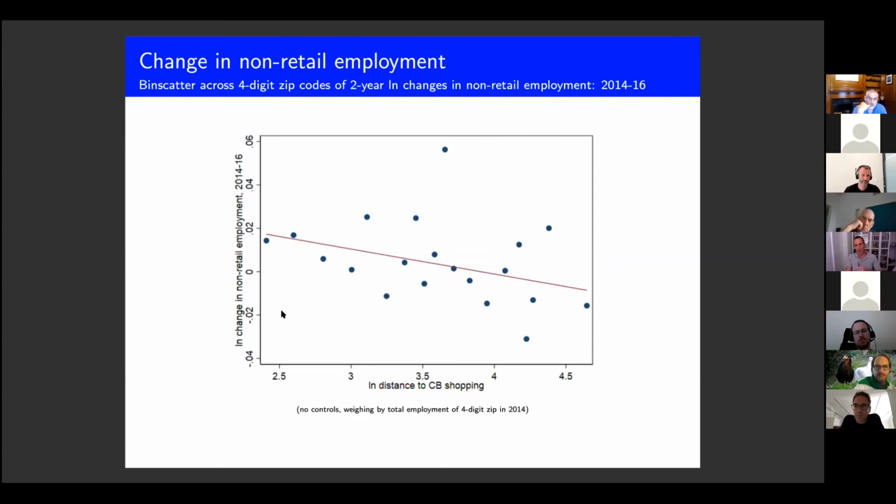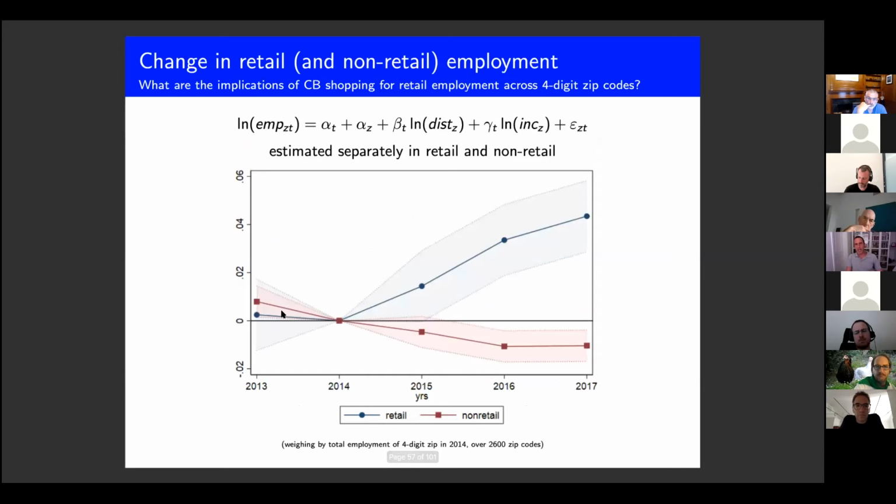So this is for 1 year. This is over time. Now I'm showing you the estimates of beta. The blue line is retail. The red line is non-retail. And you can see that even in the first year, I mean, again, the labor markets are not so flexible in Switzerland, so it could take time for this retail sector to change its size.